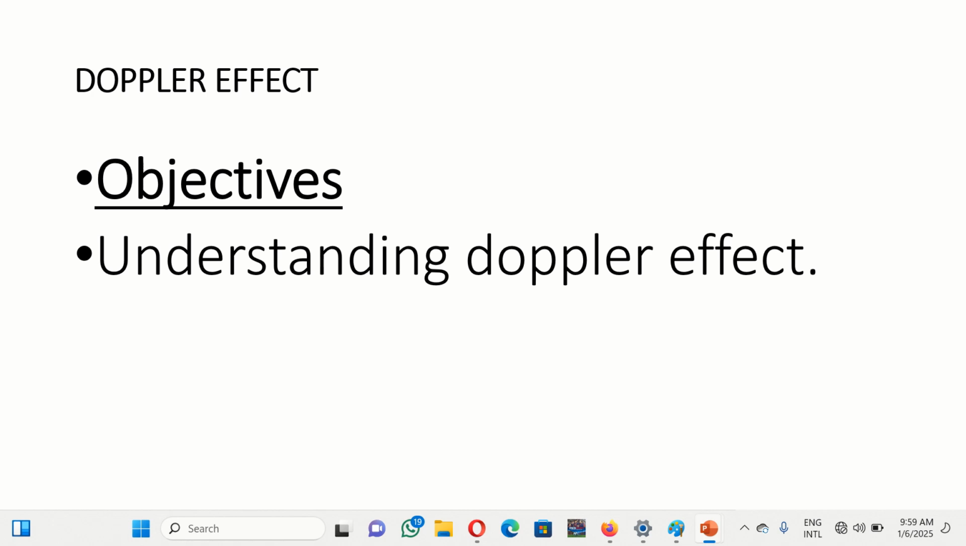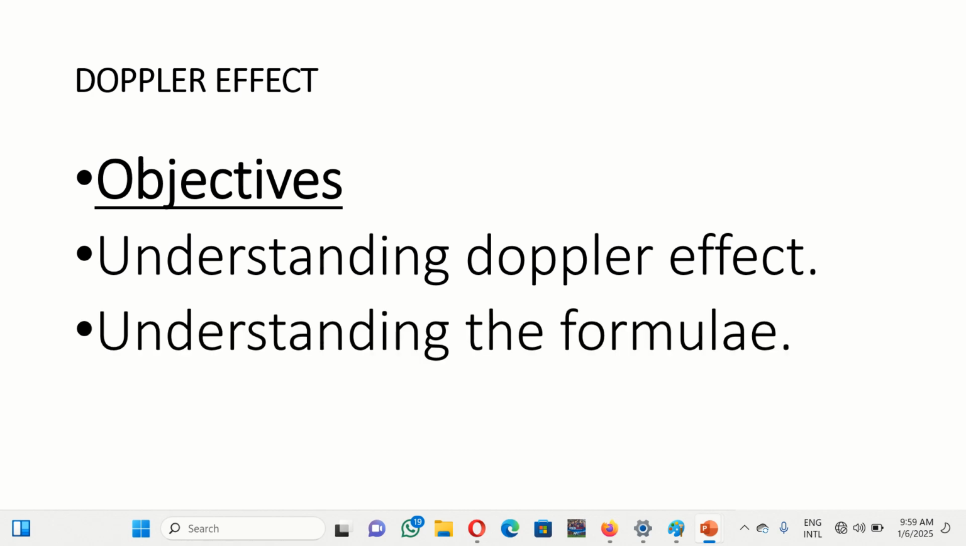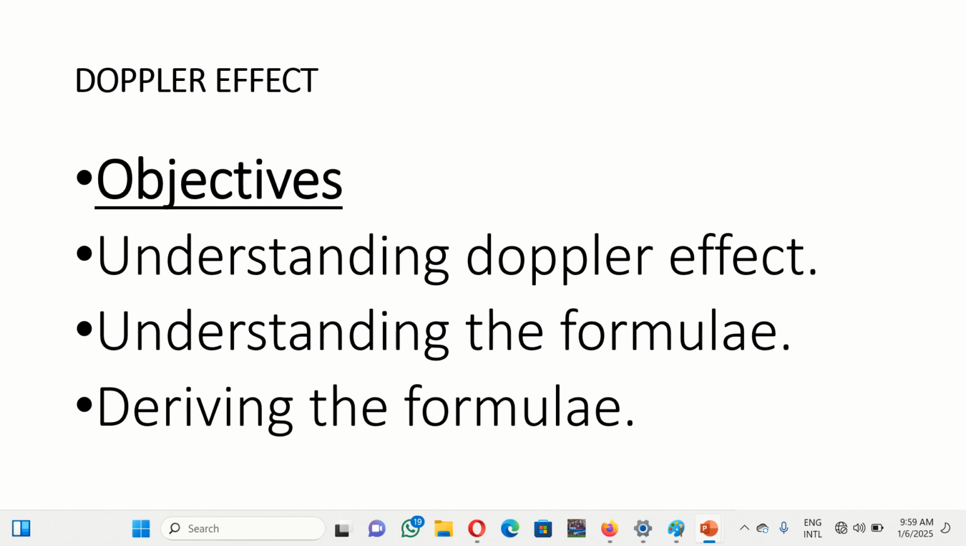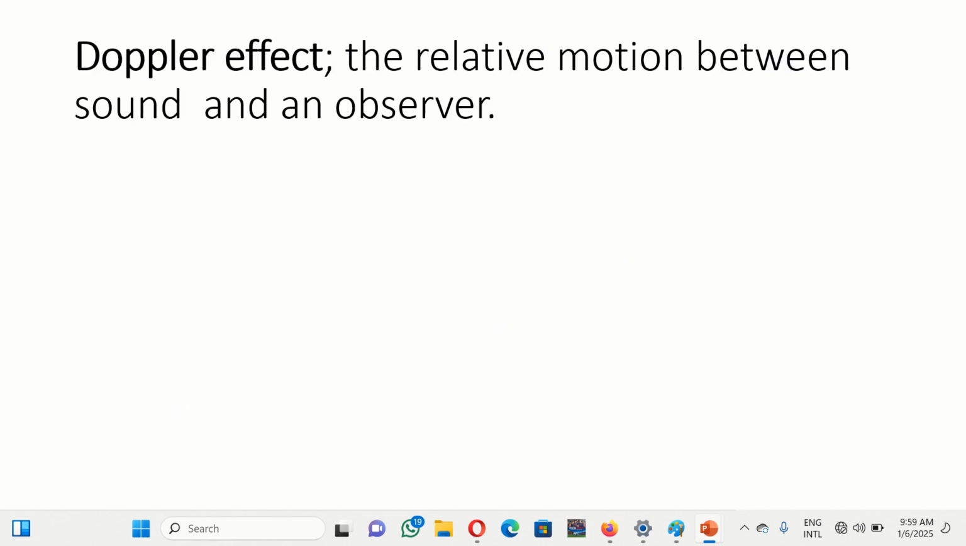the Doppler effect, as well as understand the formula that will be used here. Everyone should be able to understand and then derive the formula. Yes, deriving the formula is a little bit challenging when it comes to applying it to solving questions. But we are going to deal with that very easily.